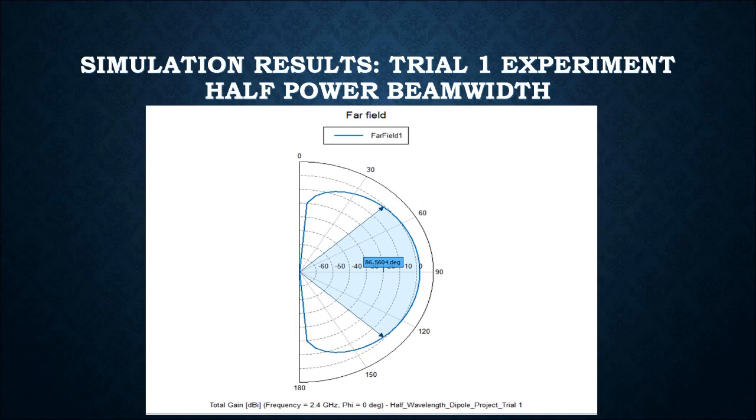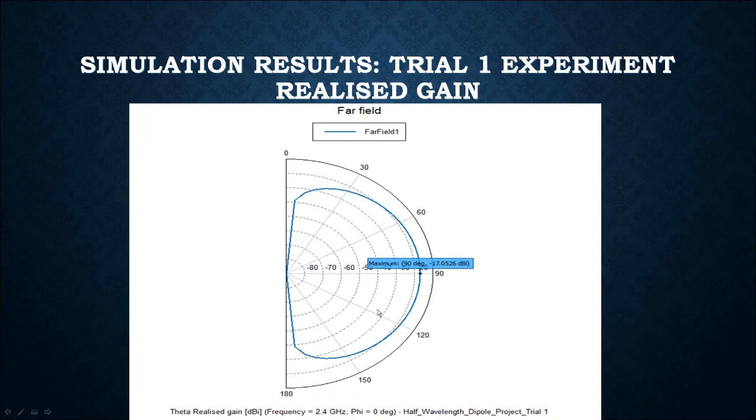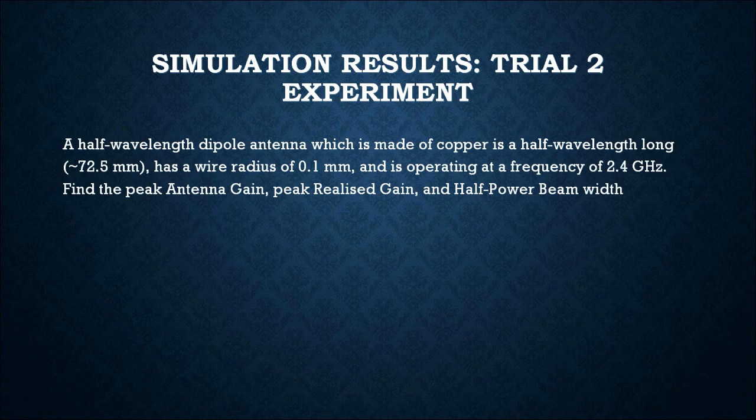So the first experiment I did was calculate the half power beam width with FEKO, and the result I found was 86.5604 degrees. For my peak intended gain, I'm able to get about 1.86249 dBi. And for my realized gain, the maximum I'm going to get is negative 17.0526 dBi. So that was the first simulation.